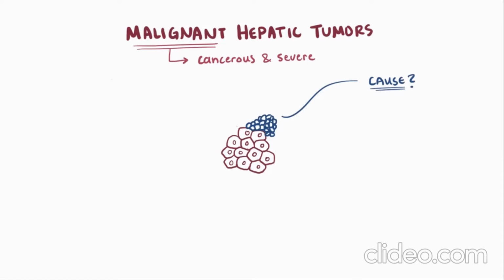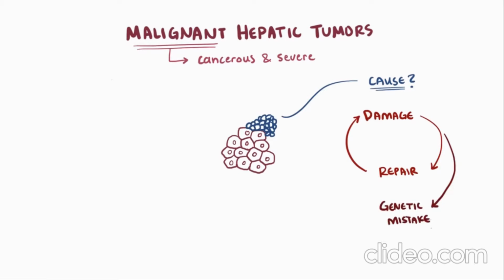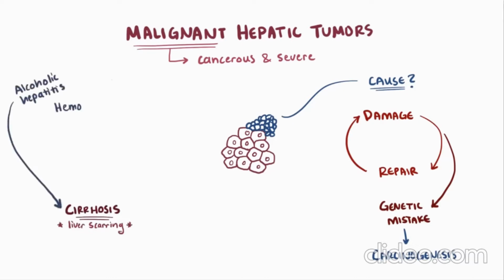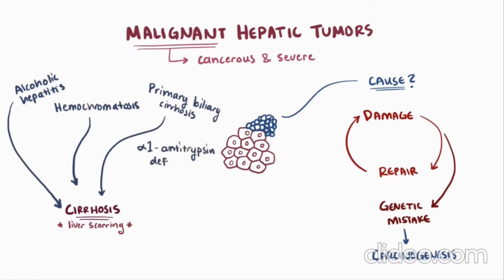Most importantly, though, things that put the liver in a constant cycle of damage and repair are the biggest culprits. If the liver cells are constantly being forced to repair, this raises the chances of genetic mistakes or mutations, which potentially leads to carcinogenesis, or development of cancer cells. Examples might be any disease that leads to cirrhosis and scarring of the liver tissue, which can include alcoholic hepatitis, hereditary hemochromatosis, primary biliary cirrhosis, alpha-1 antitrypsin deficiency, and others.